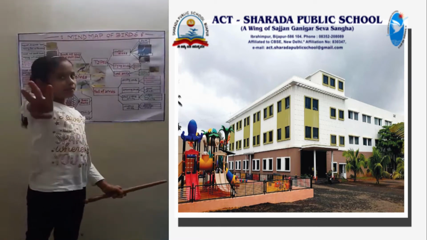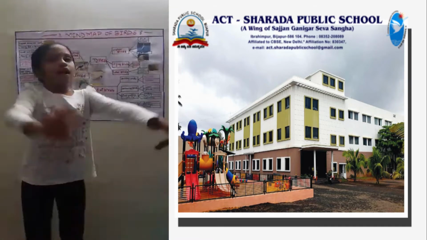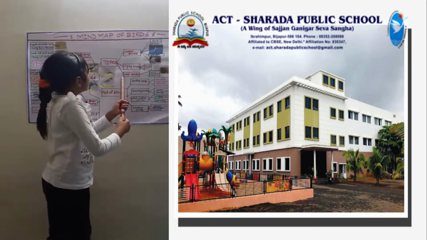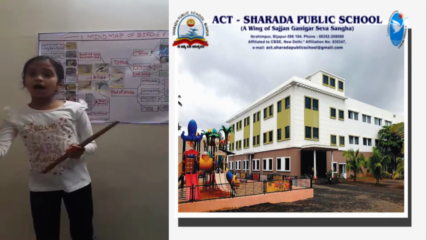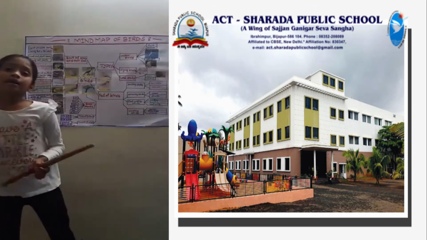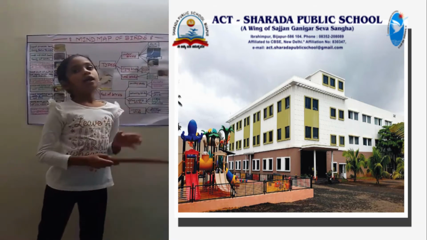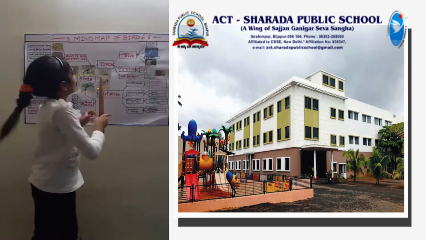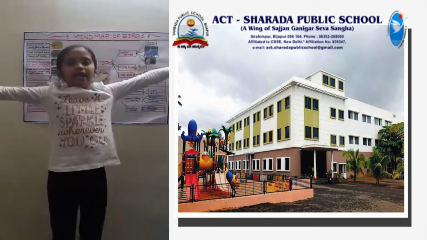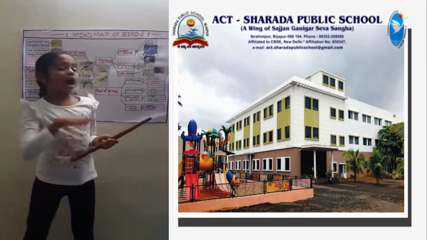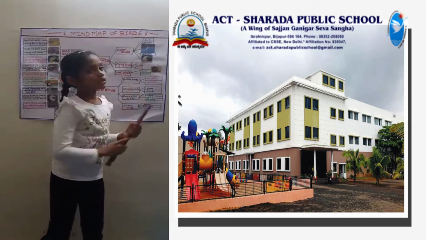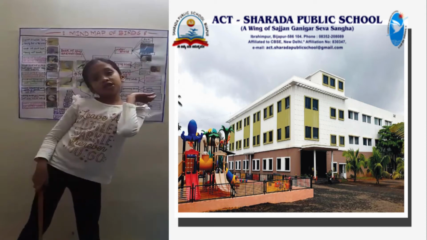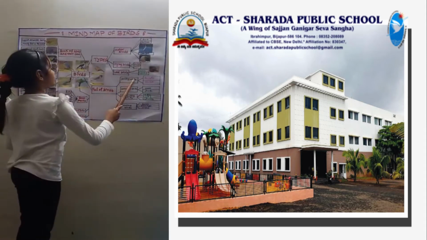Three types of birds: water birds, flying birds, land birds. Examples of water birds: duck, pelican, crane, seagull, and vulture. Examples of flying birds: kite, eagle. Examples of land birds: emu, ostrich. Then move to the next.